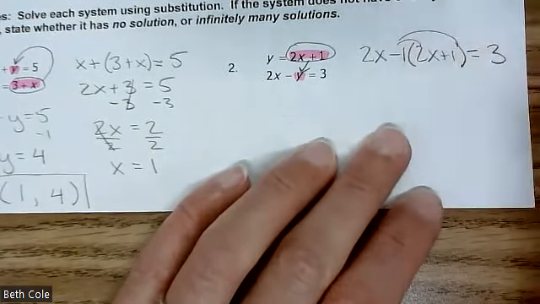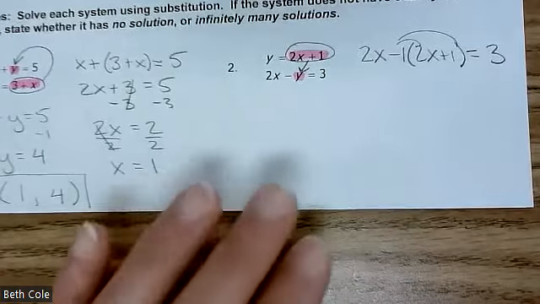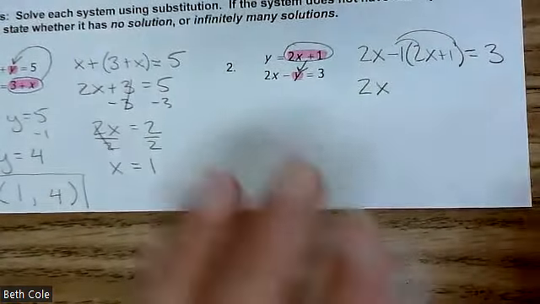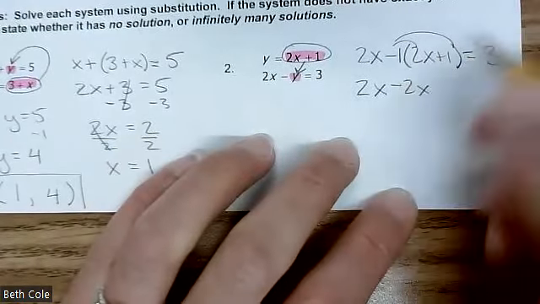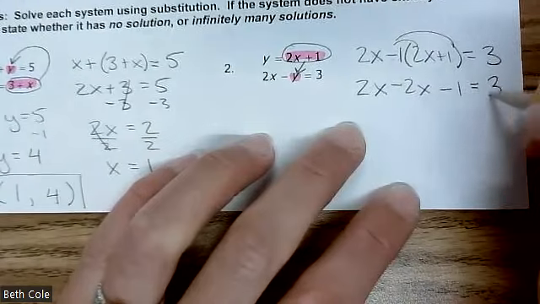Good, distribute. And that's why you need to make sure you put parentheses. If you don't, you're going to forget to distribute. When you distribute a negative, it's just going to negate everything that's in there. It'll all flip-flop its sign. So this will be 2x and then what? Minus 2x minus 1, good, equals 3.